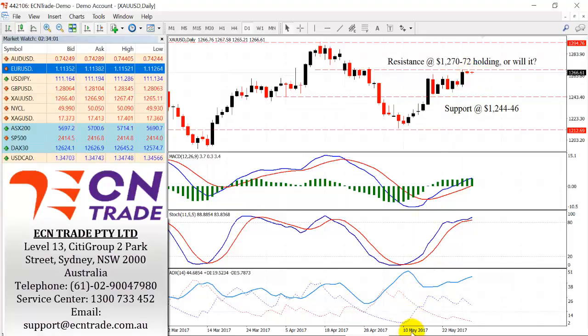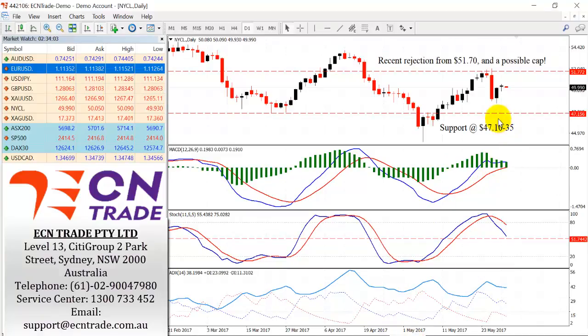And wrapping up with oil, the market still pretty much holds to a negative stance, and I'm still looking towards $47 a barrel as a potential target, with any advances capping around $50.5 a barrel.